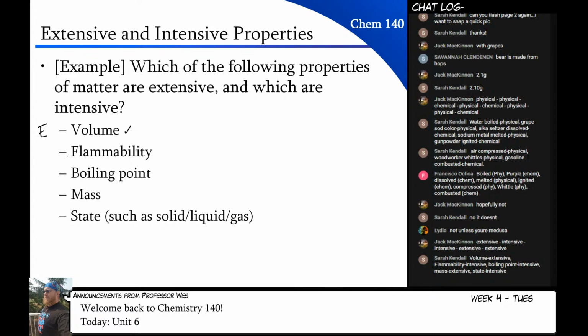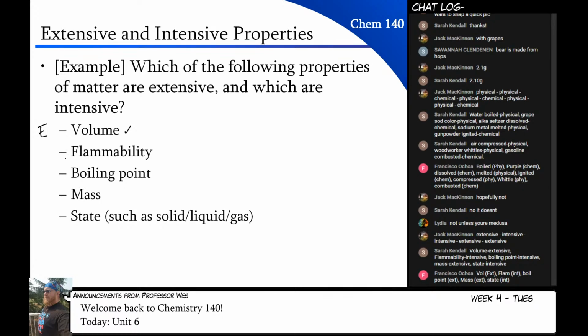If I give you more gas, is it more flammable? Gasoline is flammable whether you have a little bit of it or a lot of it, so this would be intensive.